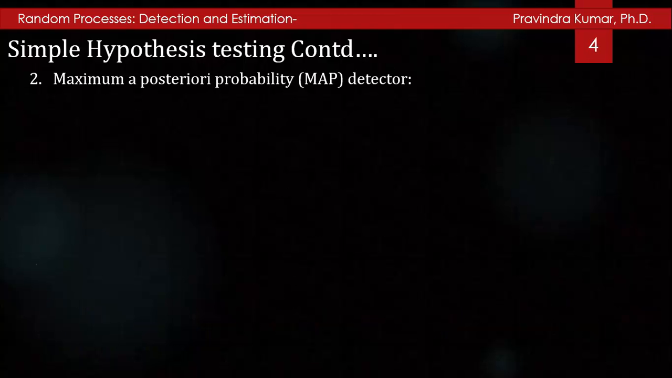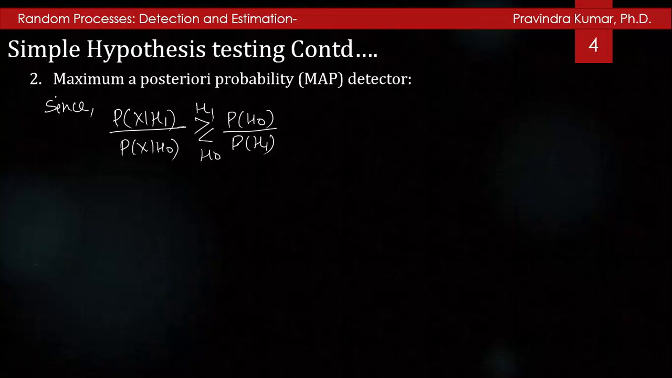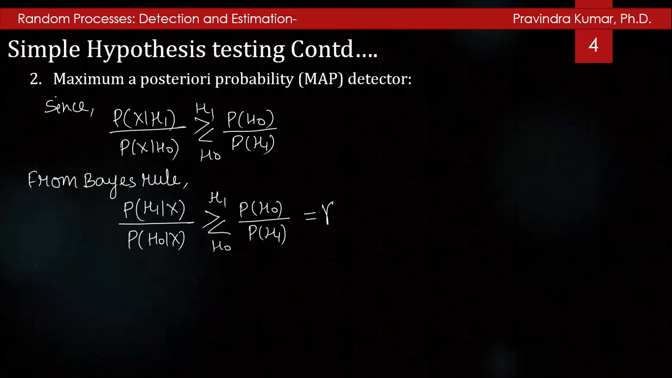Now, another detector is the maximum a posteriori probability, or MAP, detector. The conditional likelihood ratio used to decide H1 or H0 is compared with the ratio of the prior probabilities P(H0) by P(H1). From Bayes' rule, we can write this as P(H1|x) and P(H0|x) compared with P(H0) by P(H1), and this is the threshold value, which depends on the prior probabilities.